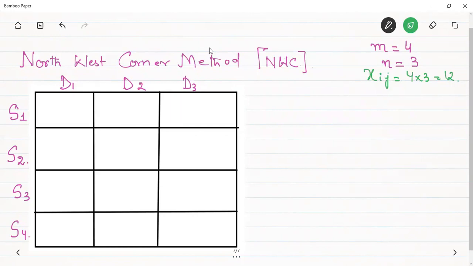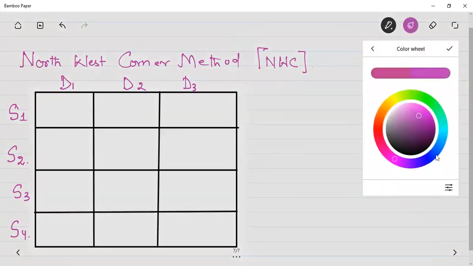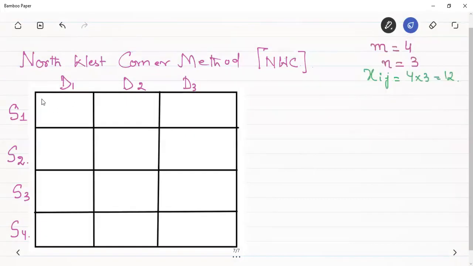Also, what is given in the question here is the cost per unit. The cost per unit will be given in the questions. This is 2, this is 7, and this is 4. This is 3, this is 3, this is 1. This is 5, this is 4, this is 7. This is 1, this is 6, and this is 2. These are the costs per unit which we incur in transporting from a particular source to a particular destination.